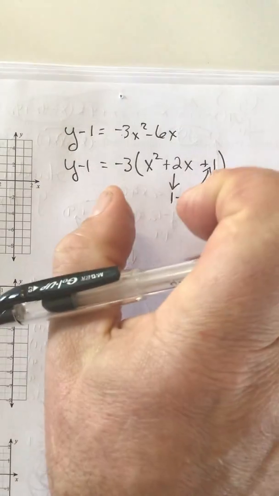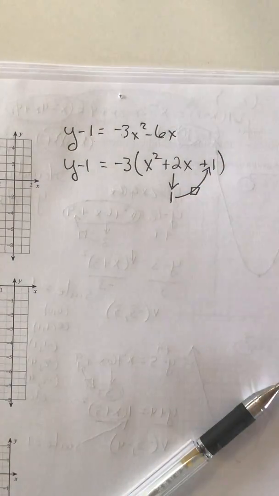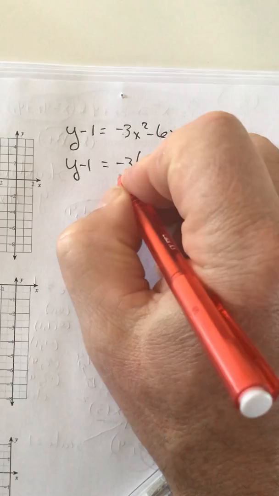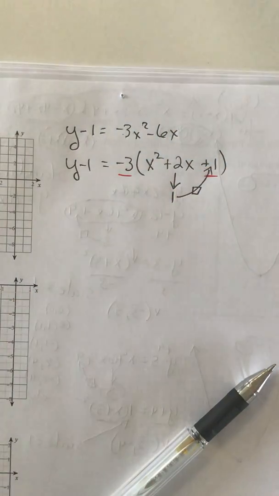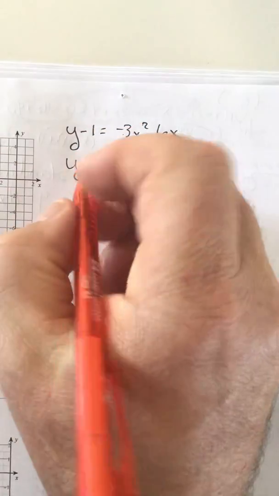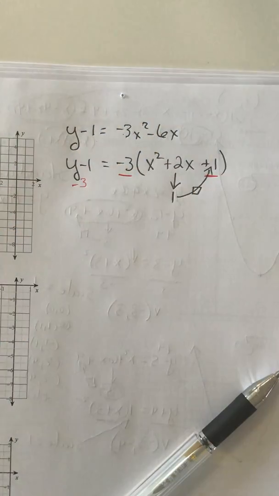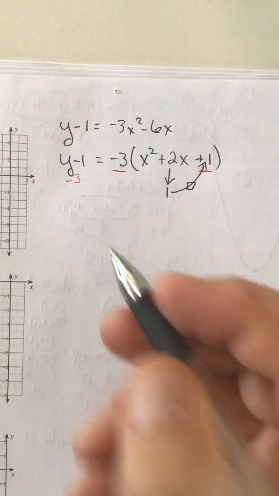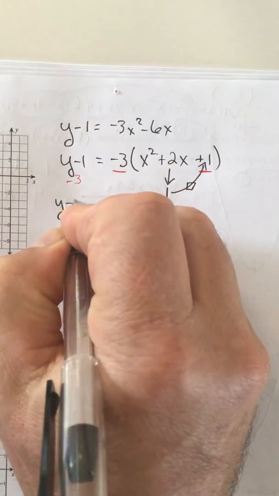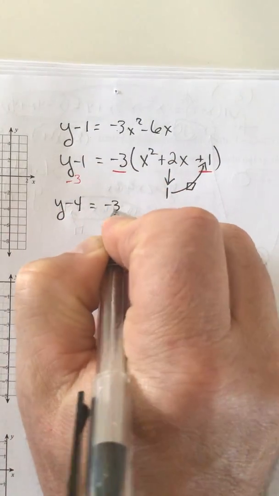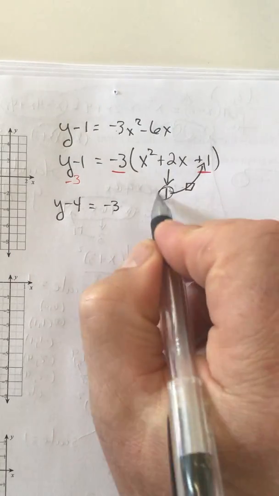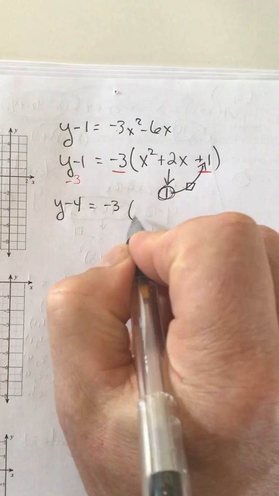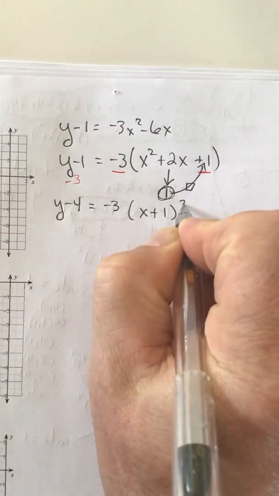The next step is balance the equation. So again, it looks like I added 1, but it's been multiplied by negative 3. So I really added negative 3 to this side. If I add negative 3 to this side, I have to add negative 3 to that side. So we have y minus 4 equals negative 3. Then the next step said to factor. Well, that's going to be the factored number, a positive 1. So x plus 1 all squared.